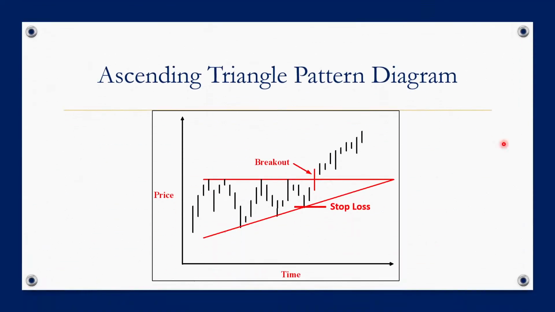So here's what it looks like on a diagram. We'll look at some chart examples, but on a diagram, here's what it looks like. Here's resistance, a horizontal resistance level. Here in this diagram, we had 1 touch, 2 touches, 3 touches, 4 touches. Okay, so selling pressure in that zone.